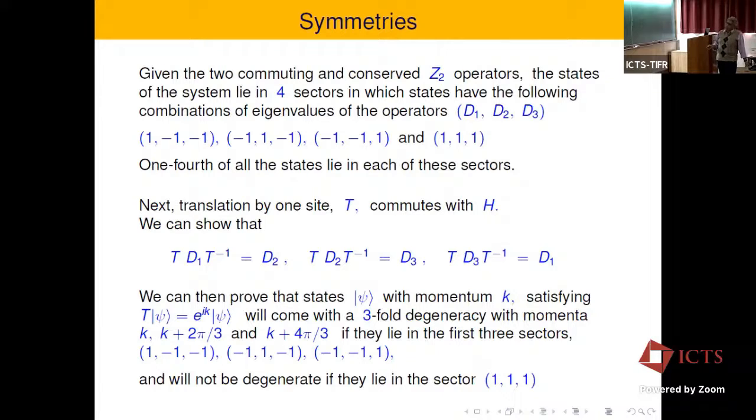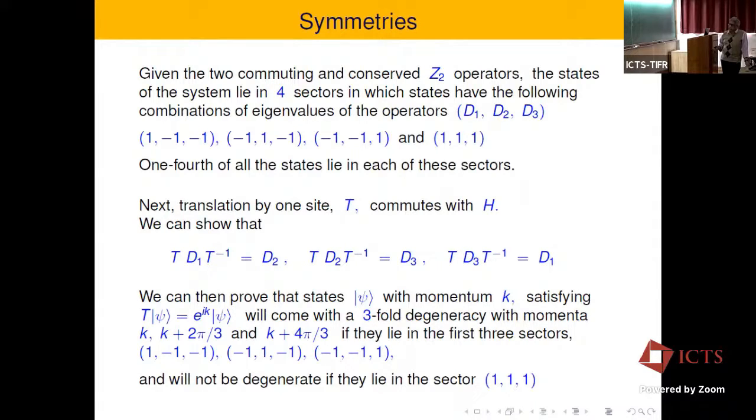Okay, now if you translate by one site, so let's call the translation operator T, that also commutes with the Hamiltonian, it's translation invariant. So you can show that if you do a unitary transformation of these 3 operators D1, D2, D3 by T, then D1 changes to D2, D2 changes to D3, and D3 changes back to D1. Okay, so then you can prove that if you have states with momentum K, then these will come with a 3-fold degeneracy because you can translate them by a certain amount and then that changes the values of D1, D2, D3. Okay, so there's a 3-fold degeneracy of states lying in these 3 sectors.